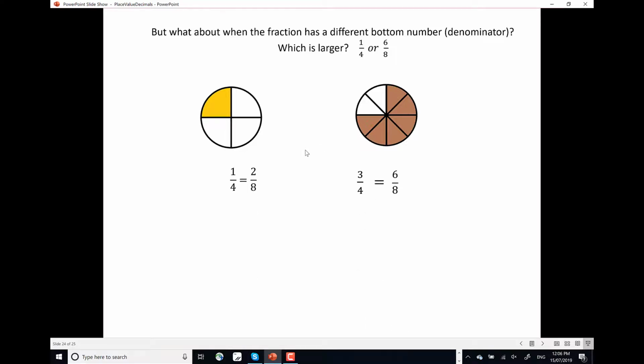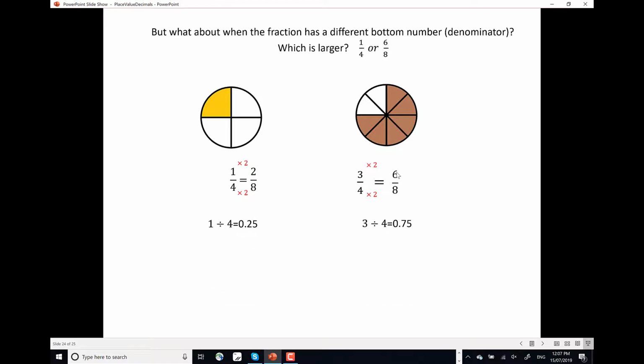Or you could do it this way, where you change the bottom numbers so that they are the same. What do we need to do to make it the same as 8? Well, we need to multiply it by 2. What we do to the bottom number, we do to the top number. You may need to pause the video at various points to enable you to better understand these concepts, which is fine. Okay, and the opposite could be said if you wanted to change 6/8 to 3/4. Instead of timesing it by 2, you would divide it by 2. So you divide this by 2 and divide that by 2, and you'd end up with 3/4. And by putting them both over 8, you can see that 6 is greater than 2.